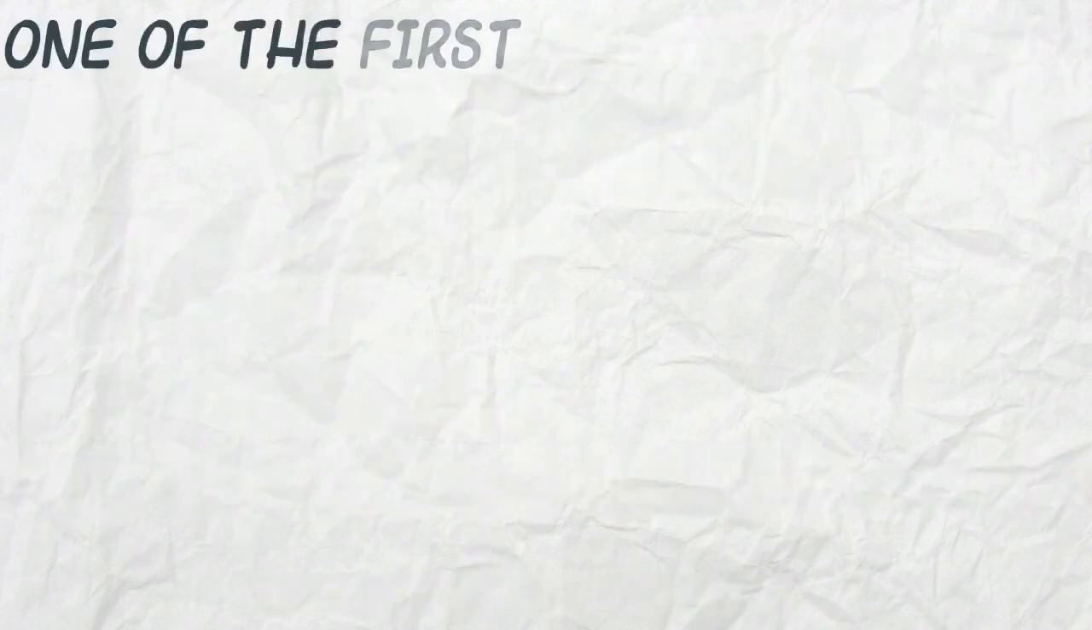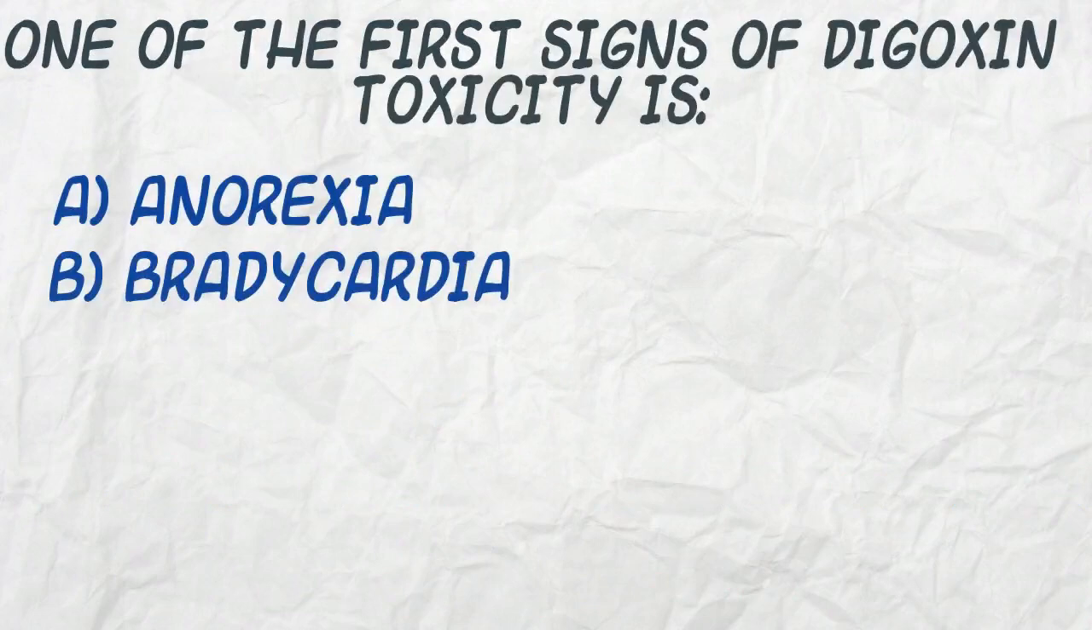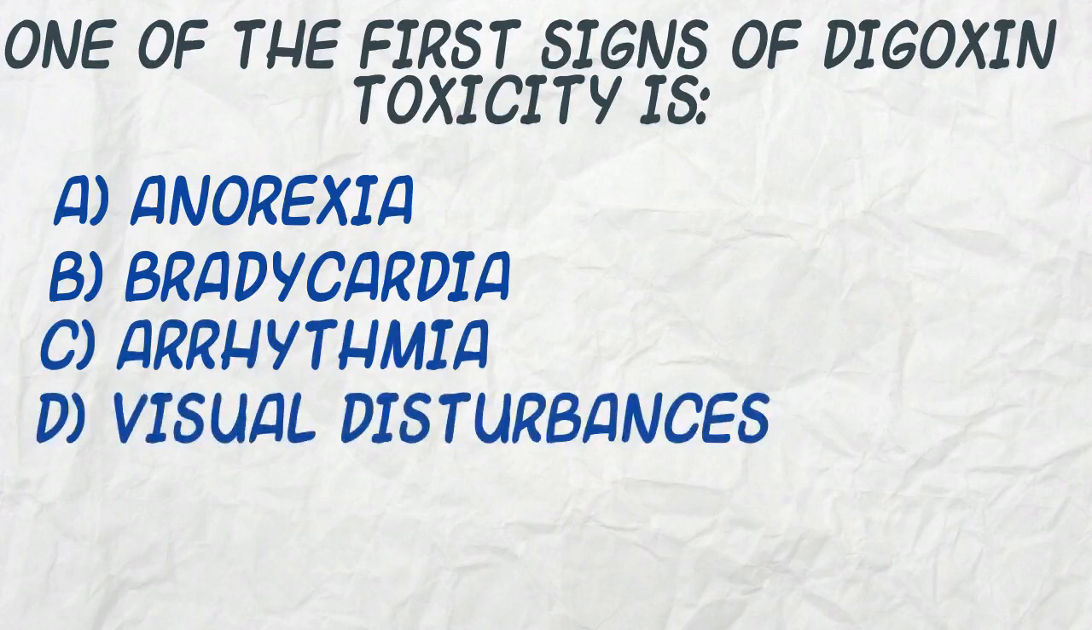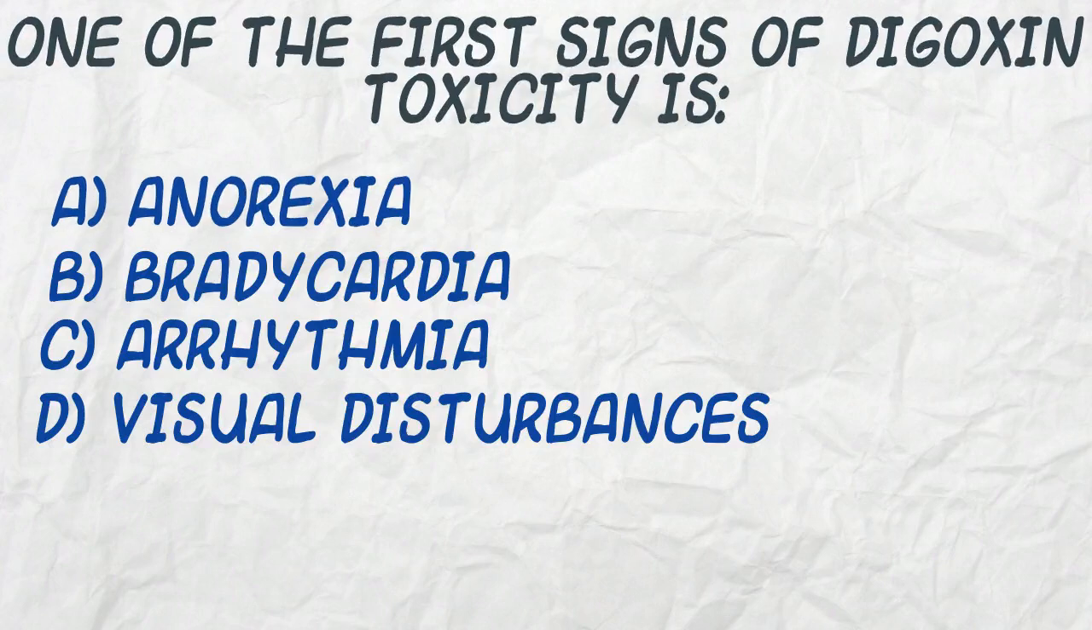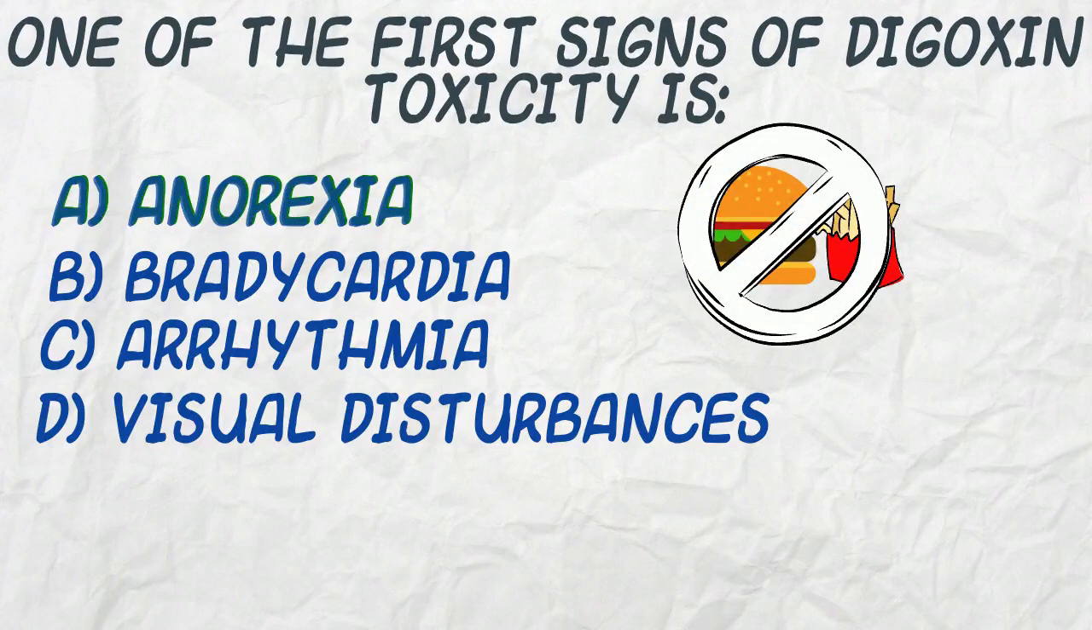One of the first signs of digoxin toxicity is anorexia, bradycardia, arrhythmia, visual disturbances. While all of these are possible symptoms of digoxin toxicity, anorexia, or loss of appetite, is commonly one of the first symptoms a patient will notice.